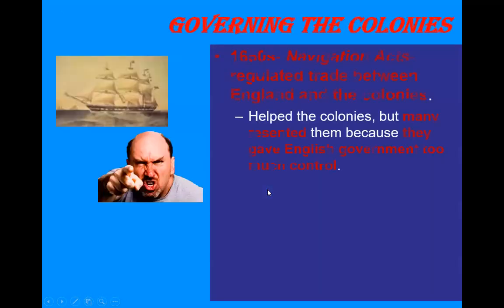So in terms of governing the colonies, in the 1650s, the Navigation Acts were passed, and this regulated trade between England and the colonies. This was a set of laws that the King of England in 1650 passed to say, we're going to have some semblance of order with how we trade, who we trade with, and how it's done. Now, this helped the colonies, but many resented them because it gave the English government too much control.